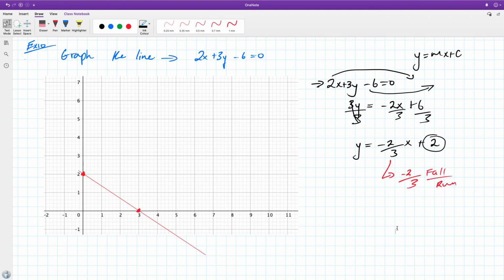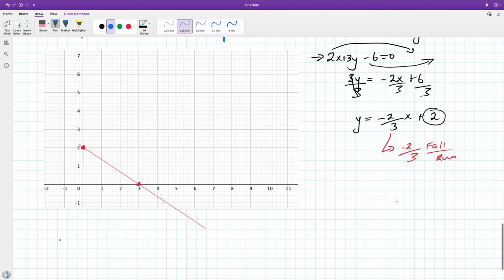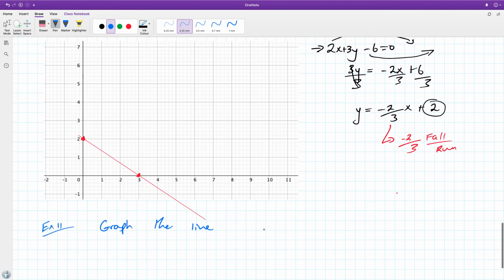Right, we've time to do 1 more, maybe even 2 more of these. I want you to graph for me, you can use the same graph if you want, the line 2x minus 5y minus 10 is equal to 0. So graph the line 2x minus 5y minus 10 is equal to 0. You won't have to draw it. Our scales will be all over the shop.